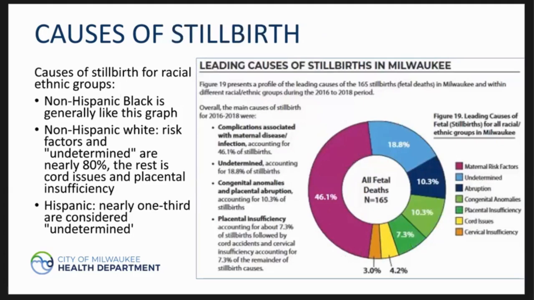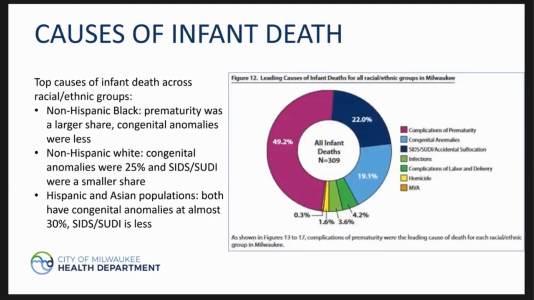So actually go back one more. The words on the left here are just giving a little context because this is for overall. For the non-Hispanic Black population, prematurity is an even larger share of this. Congenital anomalies are less. For the non-Hispanic white population, the congenital anomalies were a full quarter, and then those sudden unexpected losses were a smaller share. And then for our Hispanic and Asian populations, both had much larger shares of congenital anomalies. And so that prematurity can be prevented.